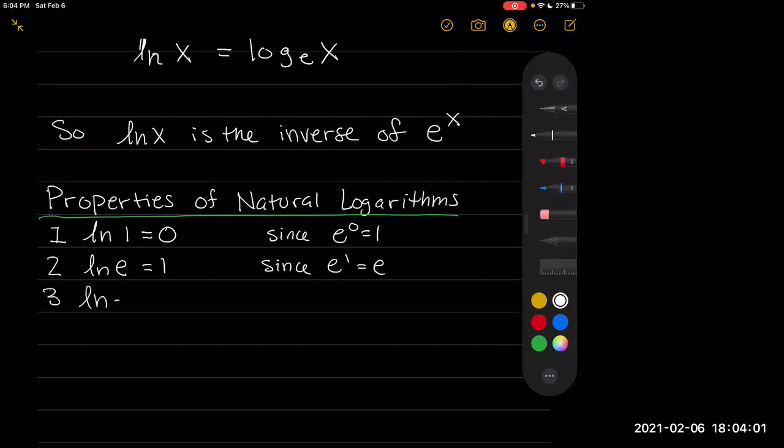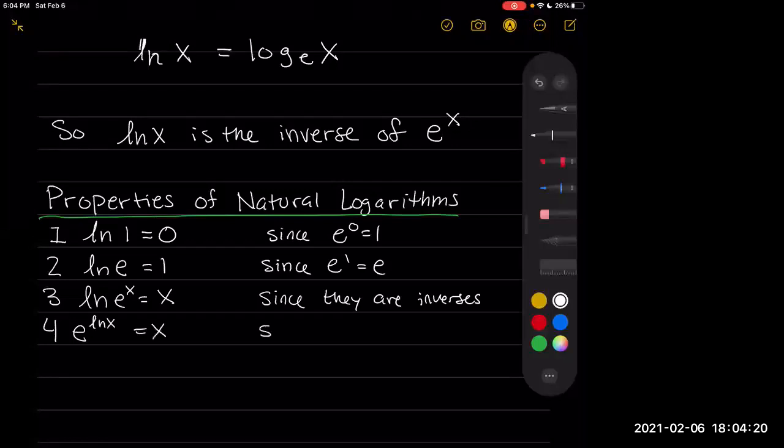The natural log of e to the x is x, since they are inverses. And similarly, e to the natural log of x equals x is also because they are inverses.